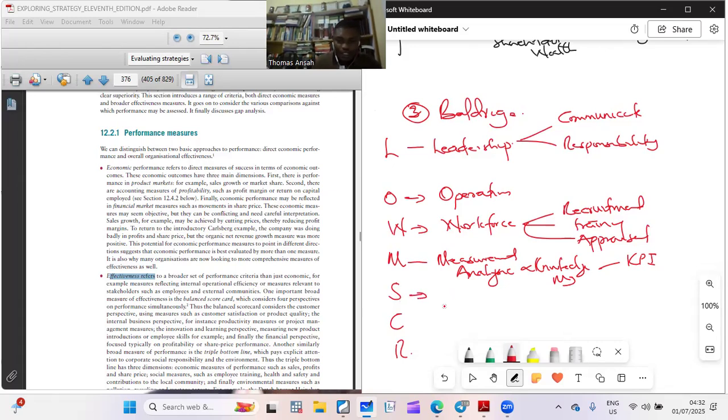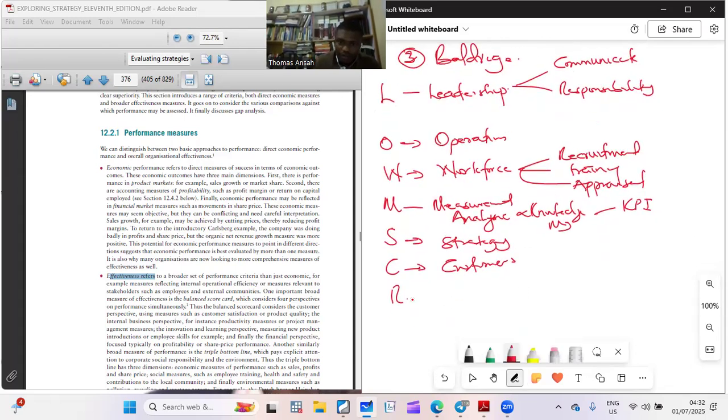Then we have S here, which is strategy. What do you want to do? Your options. C is customers. Are they satisfied? Then R is results. How do you measure performance? Performance measurement is something where we will be looking at EVA calculation, ROE calculations and stuff. So that is it. That is the thing.